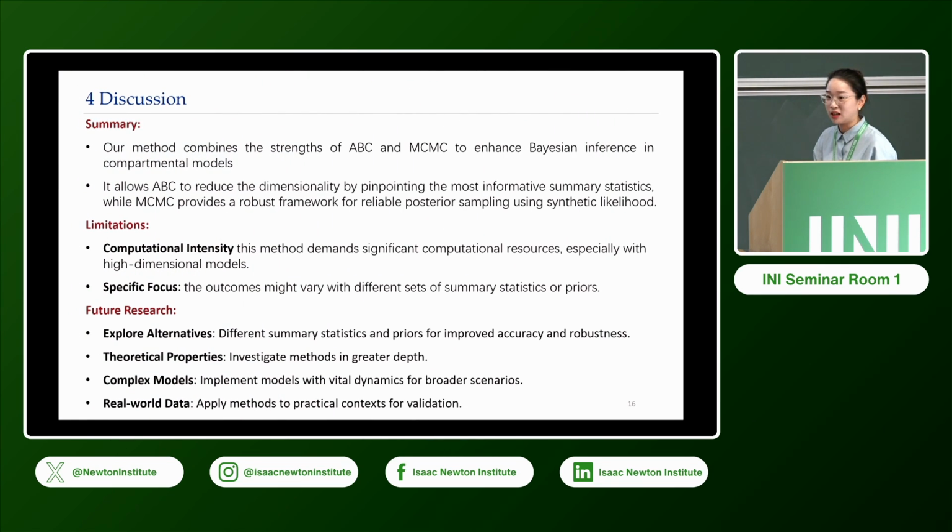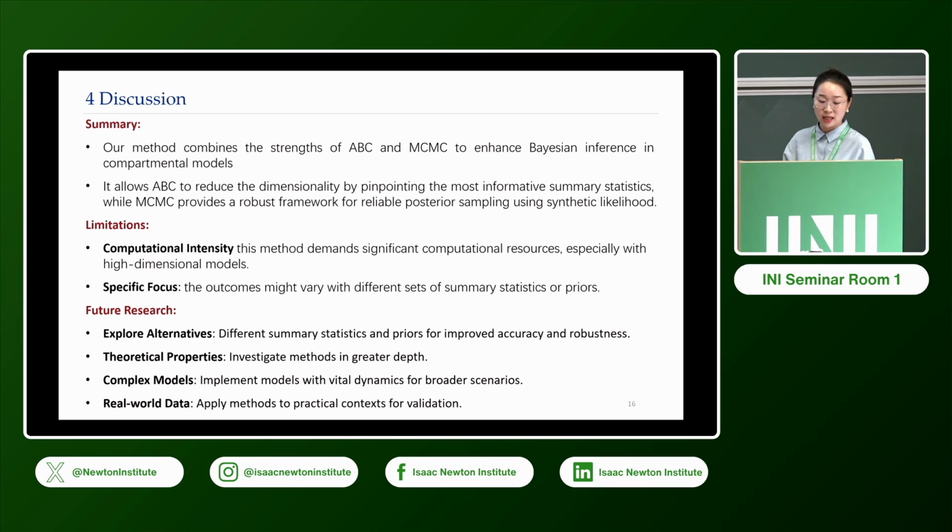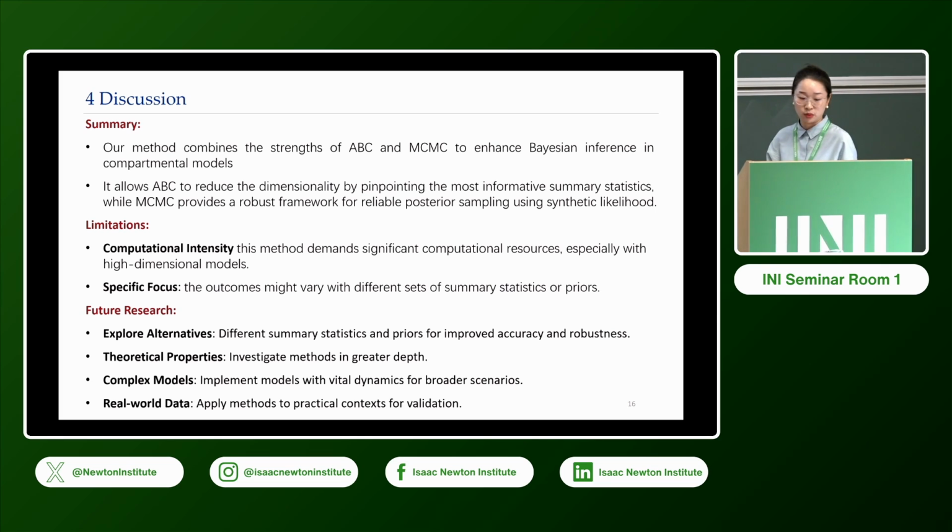So in conclusion, our method combines the strengths of ABC and MCMC to enhance Bayesian inference in compartmental models. It allows ABC to reduce the dimensionality by pinpointing the most informative summary statistics, while MCMC provides a framework for reliable and accurate posterior sampling using synthetic likelihood.